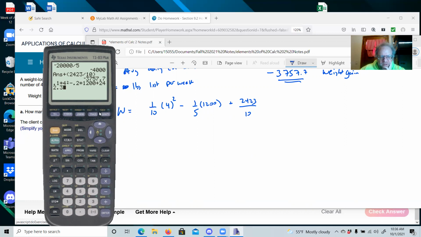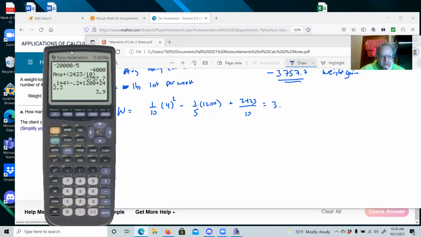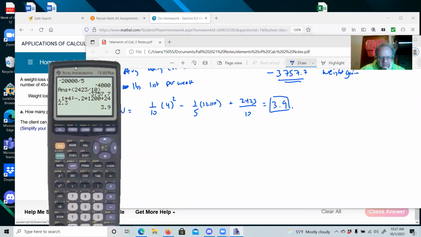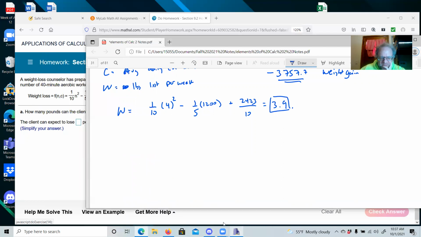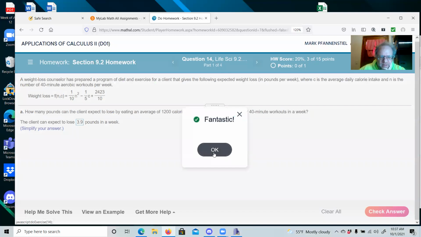I know a lot of people are very afraid to do anything without the calculator, but 2. No, what was this? This was 3.9. All right. I like how we don't get a starting weight, but all right, there we go. We can expect to lose 3.9. It sounds like a lot, actually. Even with this amount of calories, that sounds like a lot, but all right.